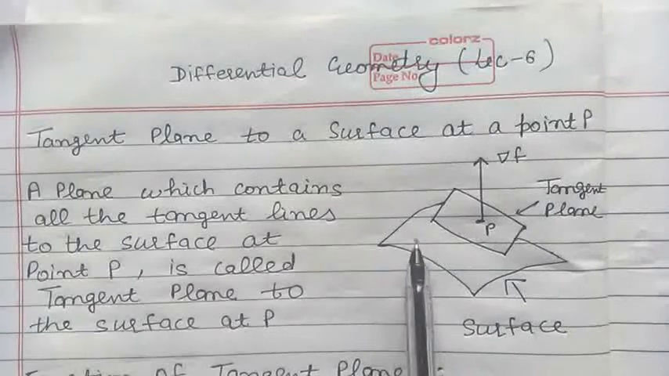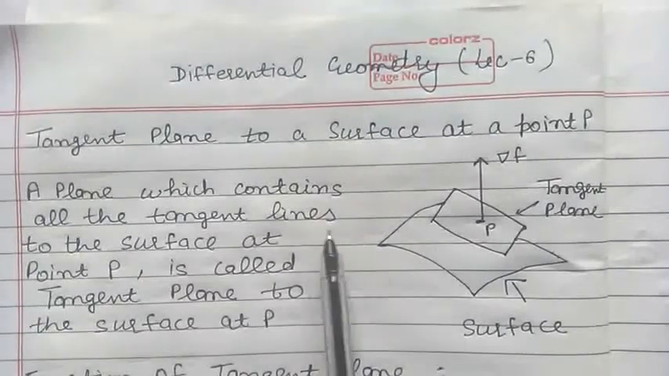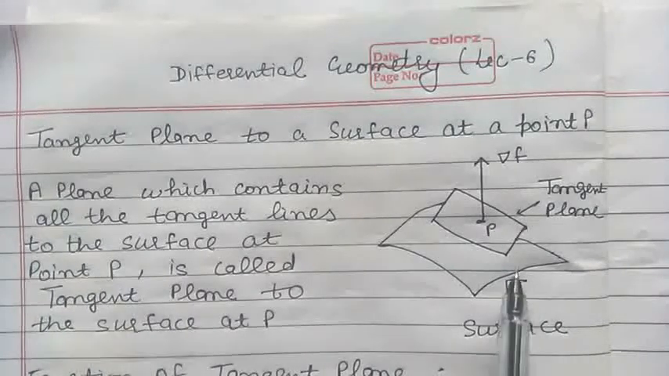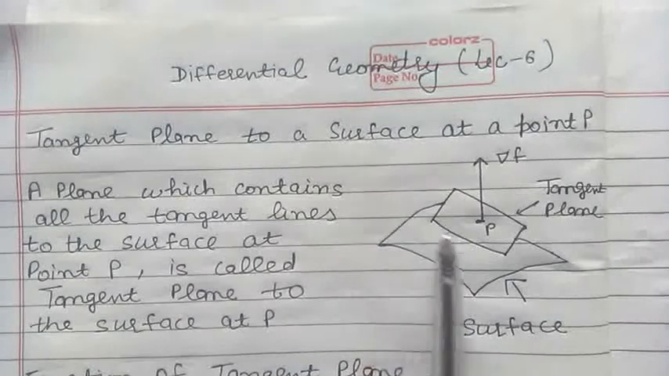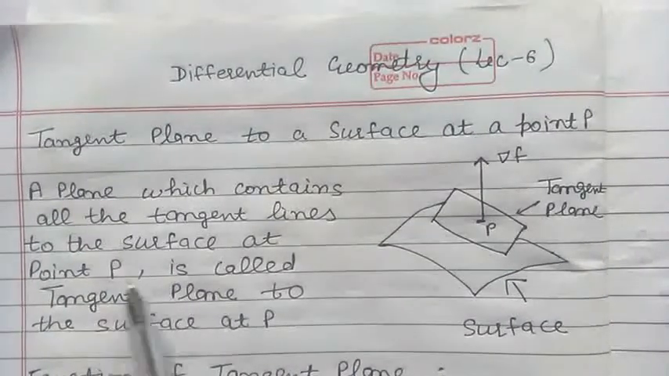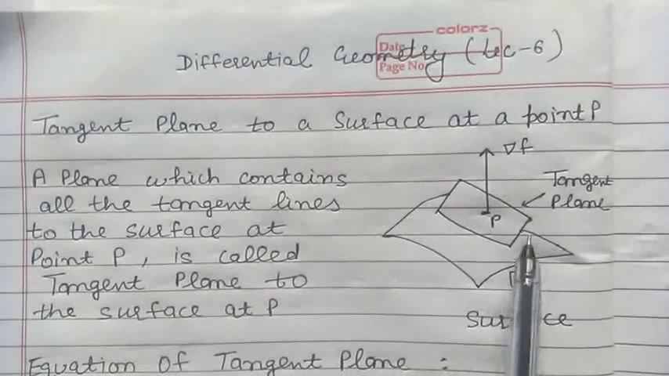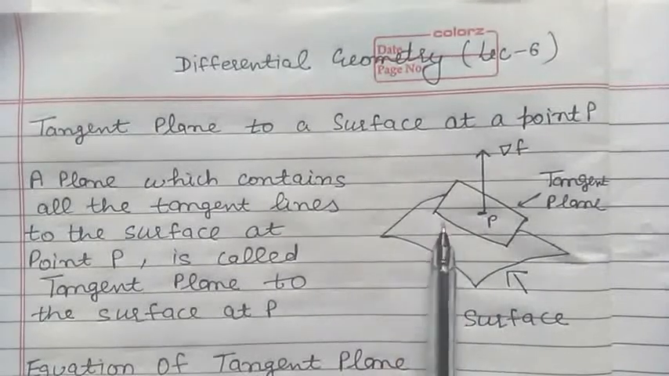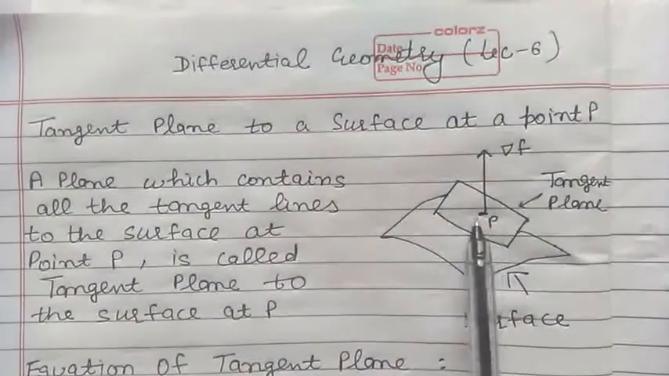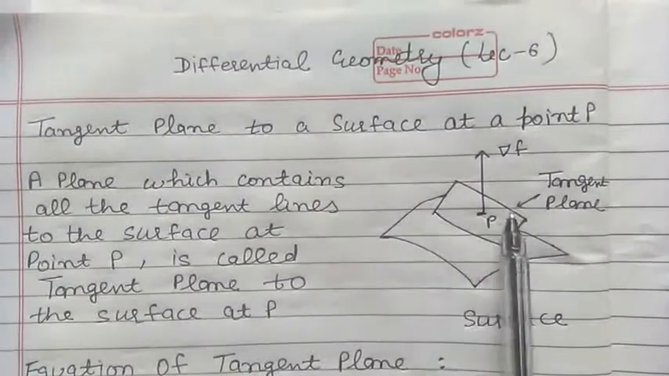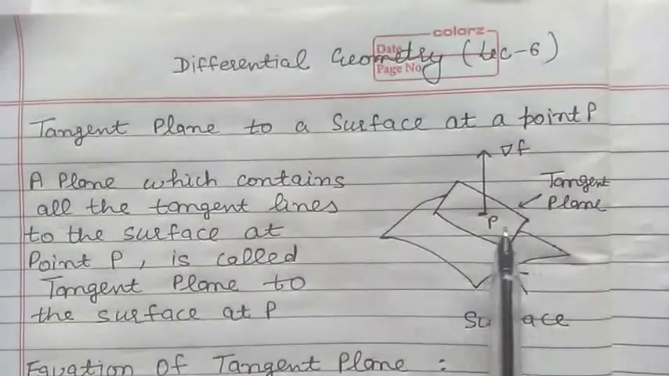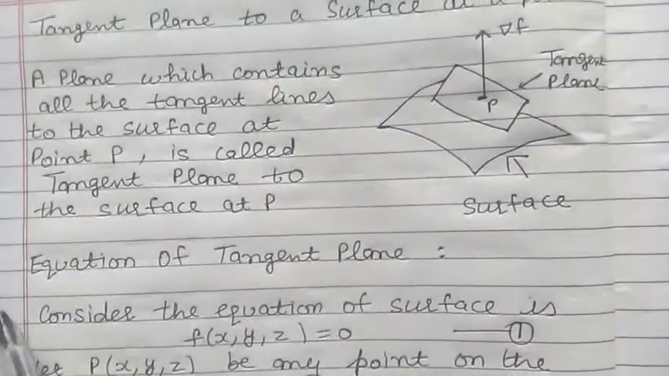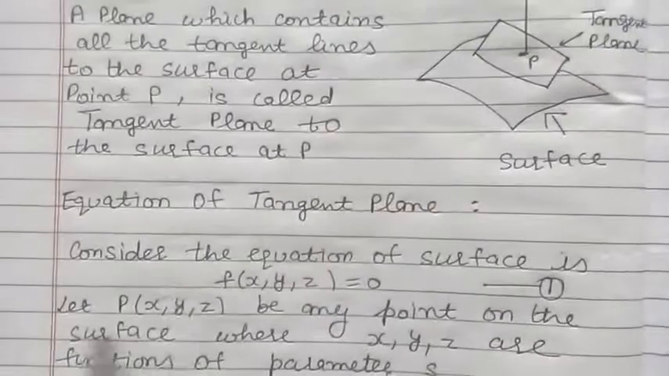So tangent plane is the plane which contains all the tangent lines to the surface at this point. So the plane which contains all the tangent lines to the surface at the point P, that is called tangent plane to the surface. Here this is the surface and this is the plane. This plane contains all the tangents to the surface which we draw at this point. So this plane is called the tangent plane to the surface at the point P. Now let us derive the equation of tangent plane at the point P.